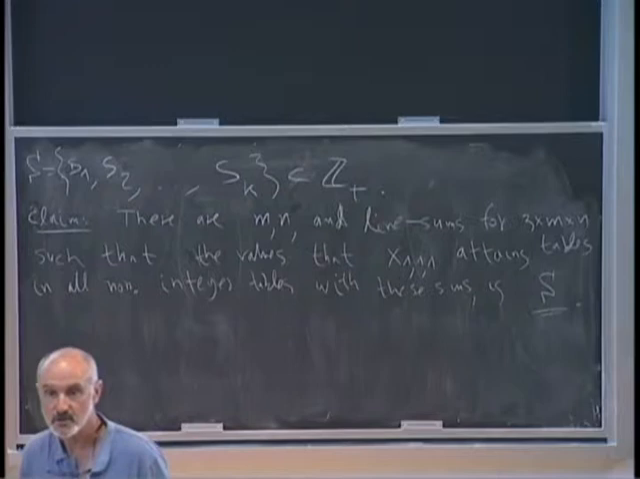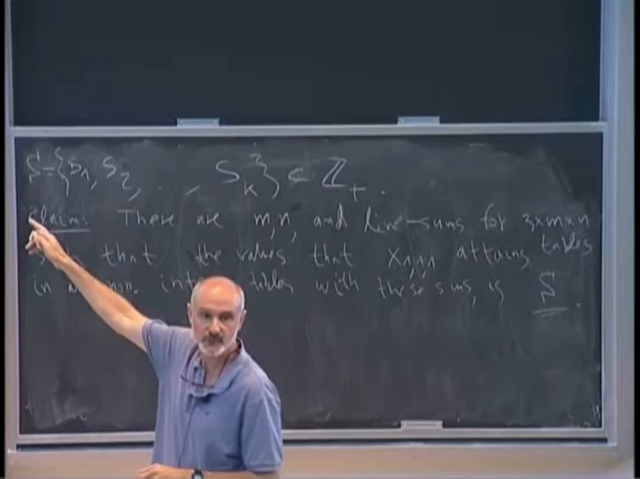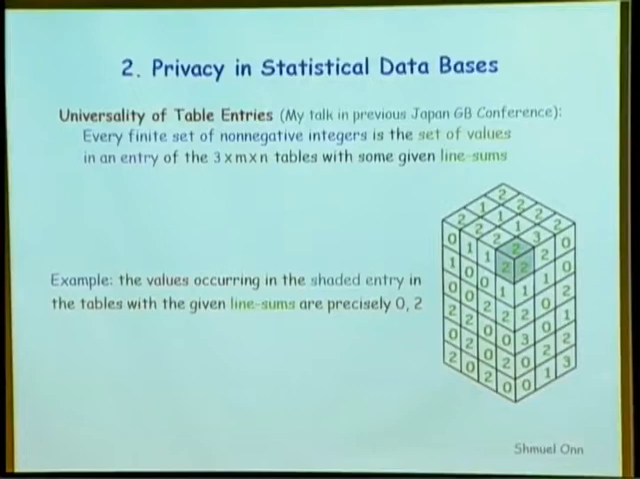So how do you do this? I want to show you how to do it with universality. My goal is to find these green numbers, these line sums, so that this shaded entry has exactly the values you give me. Okay, so how do I do it? Well, let's look at a simpler problem.